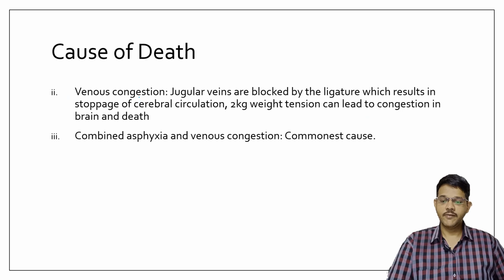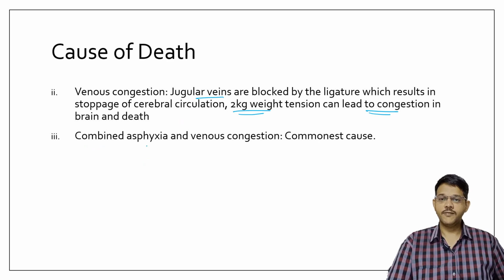Next is venous congestion. In this case, the jugular veins are blocked by the ligature and there is a stoppage of venous outflow from the cerebral circulation. Because the venous drainage is stopped, the blood starts accumulating, which leads to congestion. About 2 kg of tension is enough to cause jugular venous compression, which leads to congestion in the brain and death.